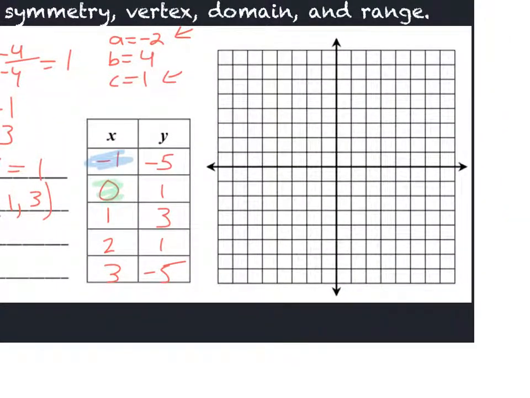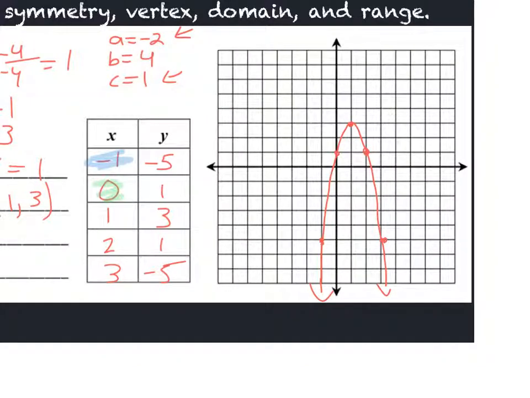So now we're just going to plot it. Negative 1, negative 5 is going to be right here. 0, 1 is going to be right here. 1, 3 is going to be right here. And that's your vertex, so you're going to see it's going to turn now. 2, 1 is going to be right here. And then 3, negative 5 is going to be right here. And then you go ahead and connect this with that U-shaped parabola right there. Okay, and that's how your parabola looks.